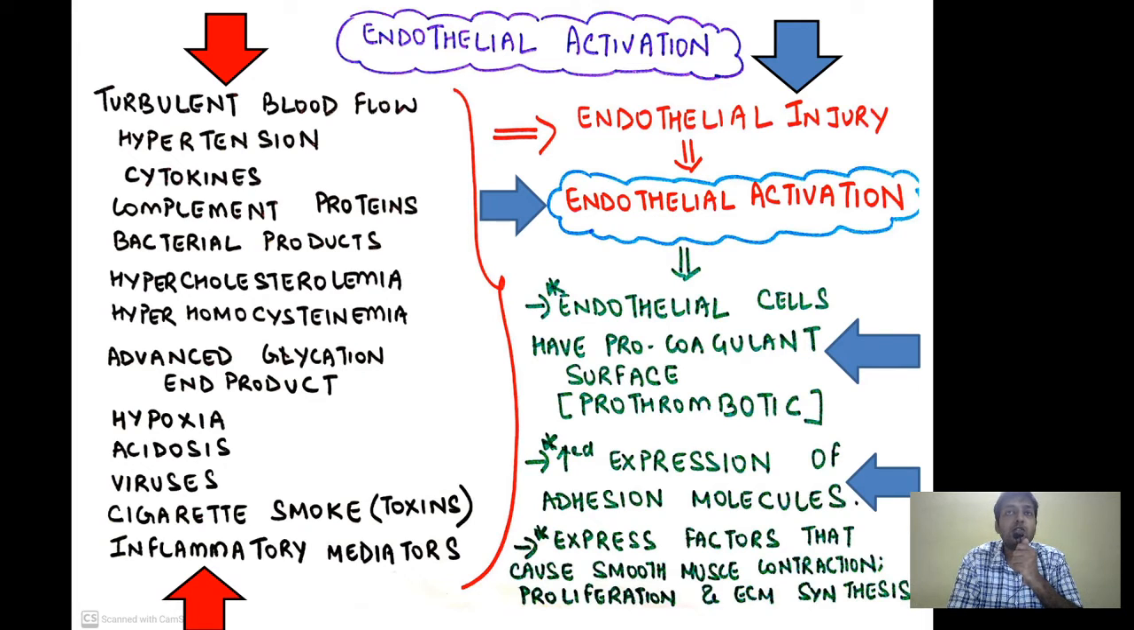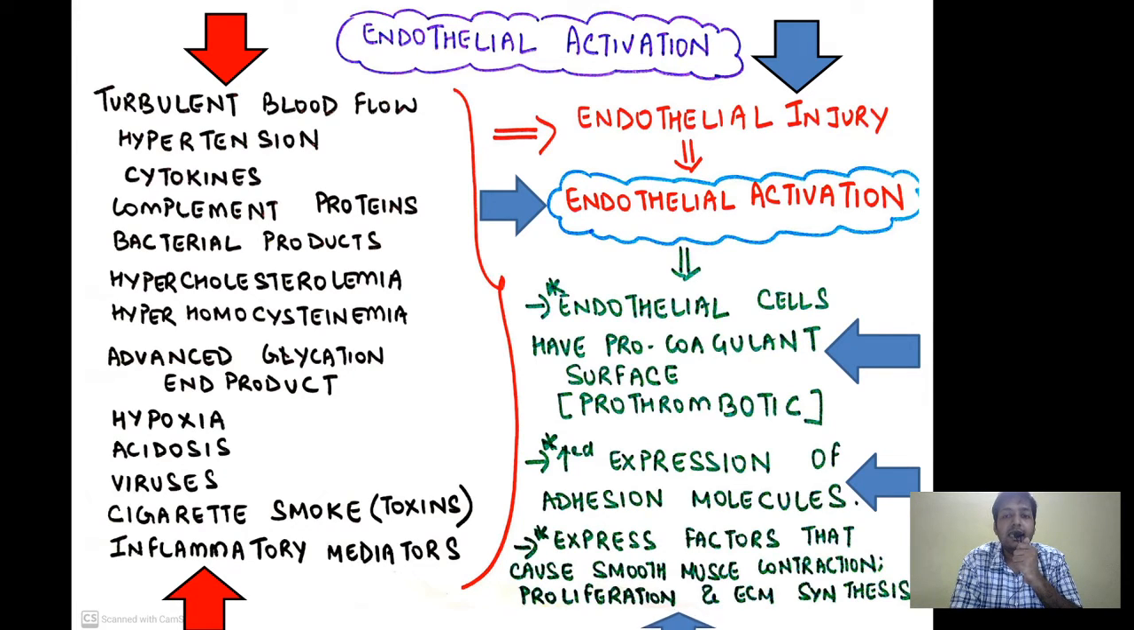Secondly, in response to inflammation, as we have seen, the endothelial cells increase the expression of adhesion molecules, as you will remember, the P-selectins, the E-selectins, and the ligands for the integrins. These are the adhesion molecules. So there is an increased expression of adhesion molecules which is going to attract the inflammatory cells.